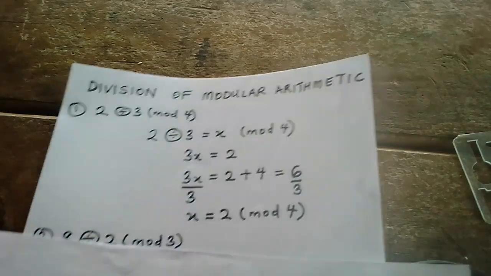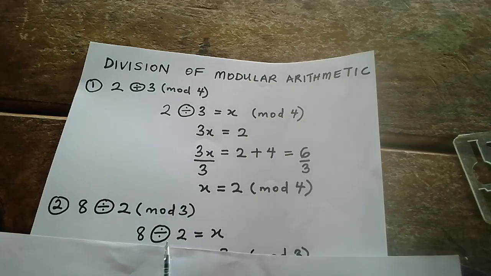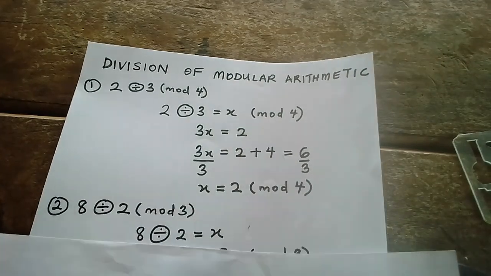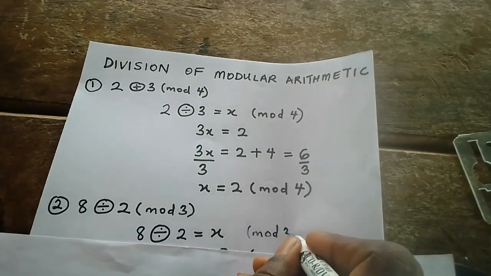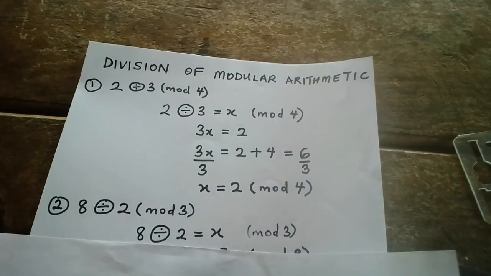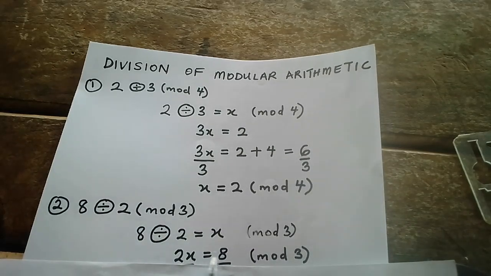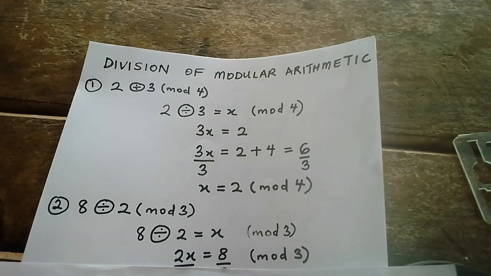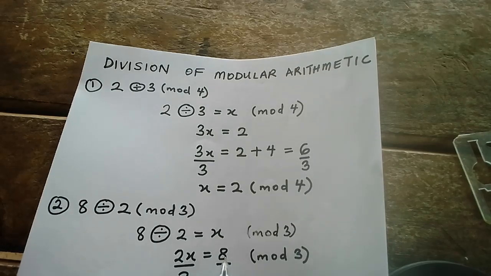Now let's have another example. 8 divided by 2 to be in mod 3. So we can say 8 divided by 2 is equal to x, and we want to do this in mod 3. Now, we can easily say that 2 times x should be equal to 8. So when we multiply 2 times this x, it should give us this 8. So we divide both sides by the coefficient of x, that's 2. Realize if we divide this 8 by 2, it will not give us a remainder.